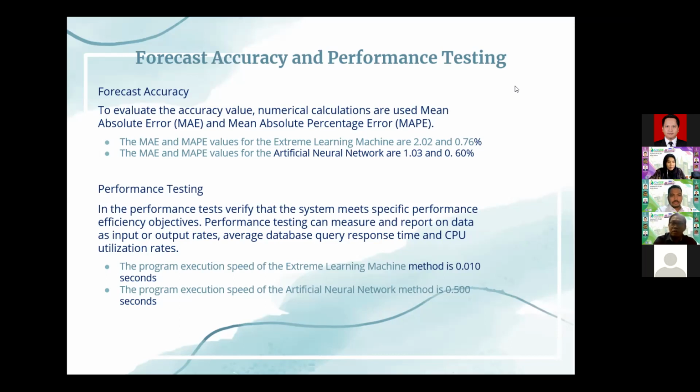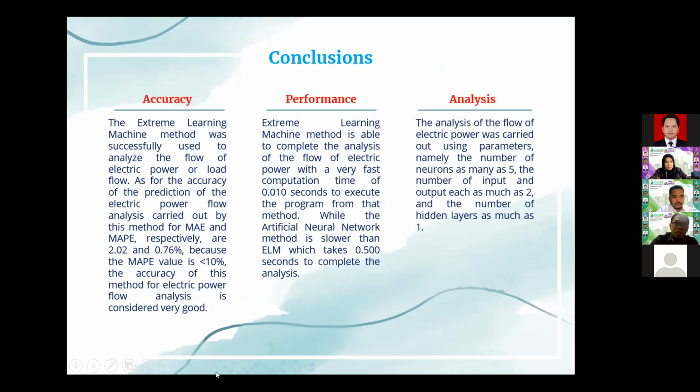About the power flow, yeah. So this is the conclusion we can use. Accuracy: the ELM, or Extreme Learning Machine method, is successful to use in the analysis of the flow of electrical power, or load flow. And for accuracy, the prediction of the electric power in the analysis carried out by this method is measured by MAE and MAPE.